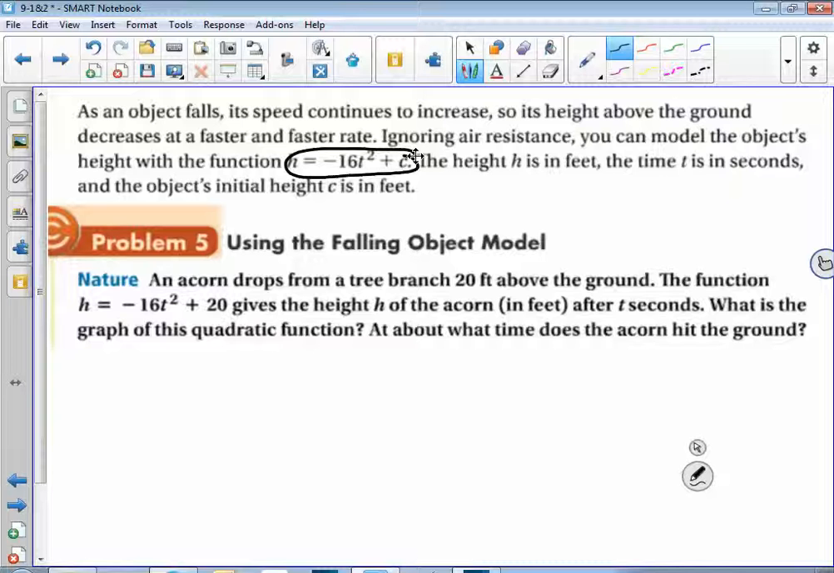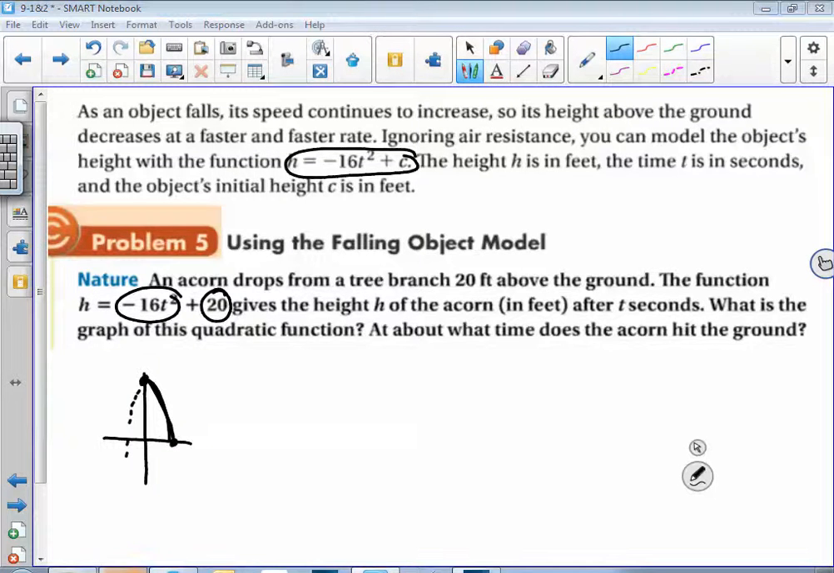So an acorn drops from a tree branch 20 feet above the ground. That's where this 20 comes from. This is gravity. Okay, it says, what is the graph of the quadratic function? At about what time does the acorn hit the ground? So for the graph, you could plug it in, but this moves it up 20. So I'm going to go up to about right here. And the negative 16 makes it a narrow opening, but I don't really need this part. I do need this part. I'm going to stop it right here, because this is the path, and this is the x-axis. That's like hitting the ground.